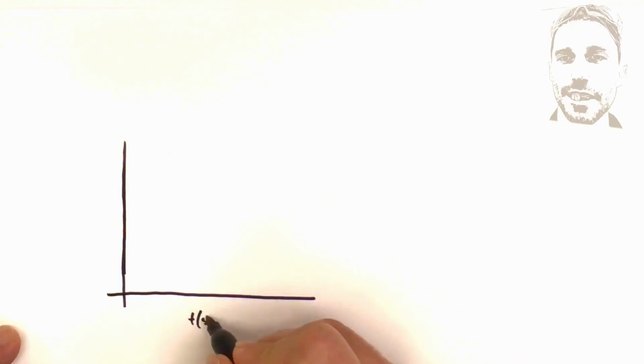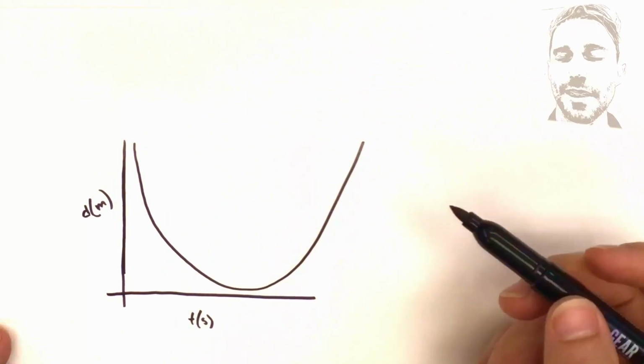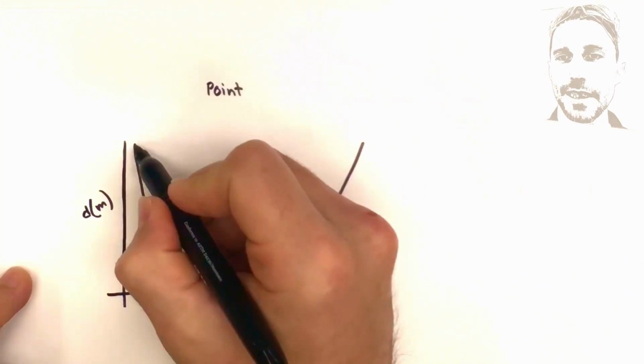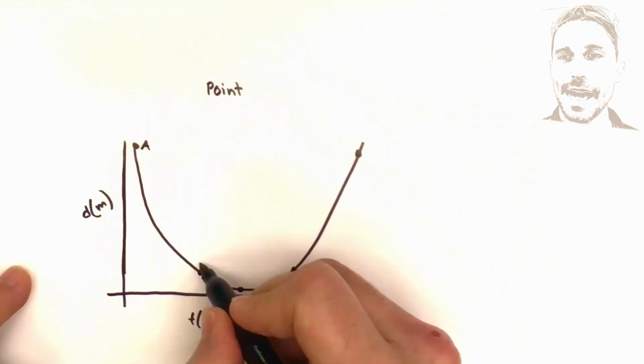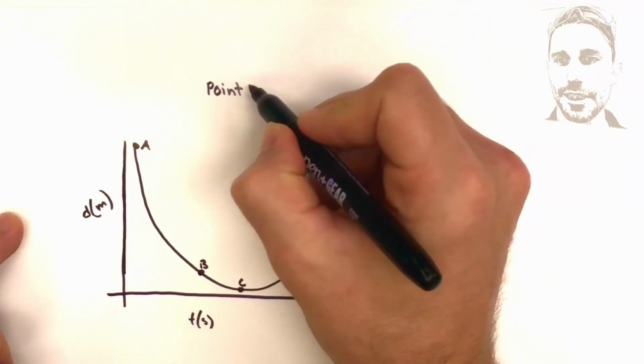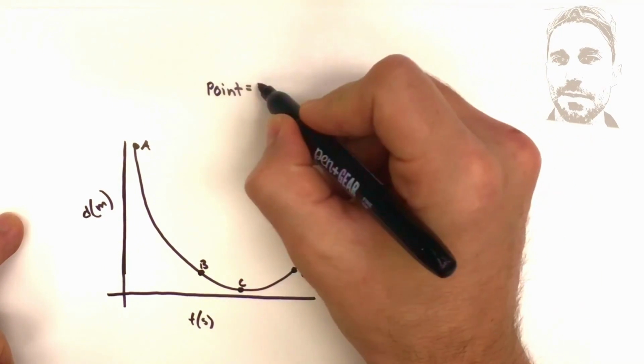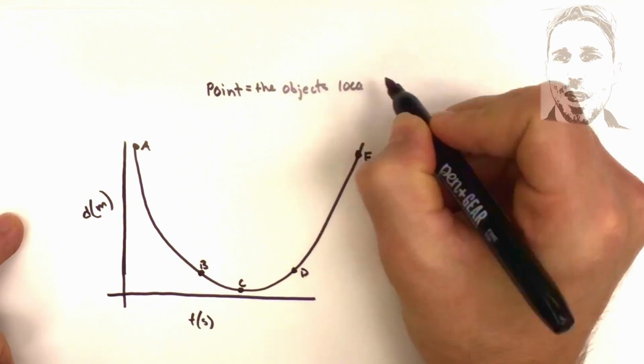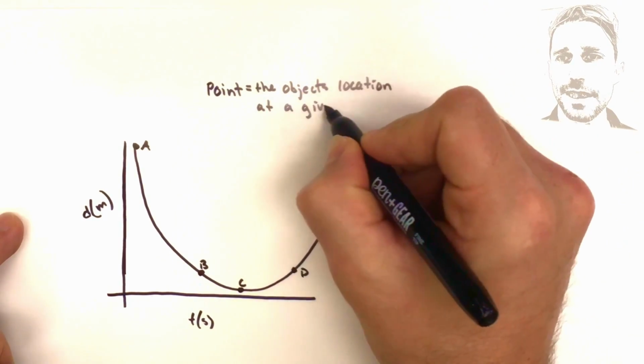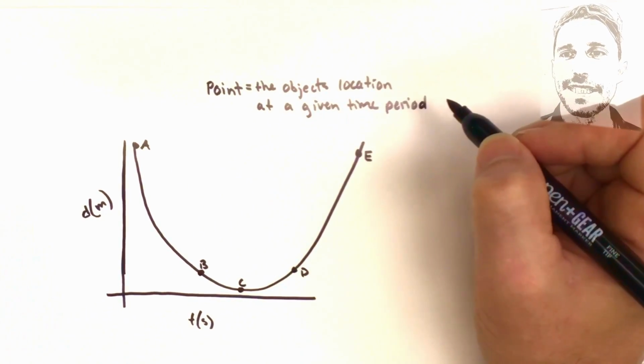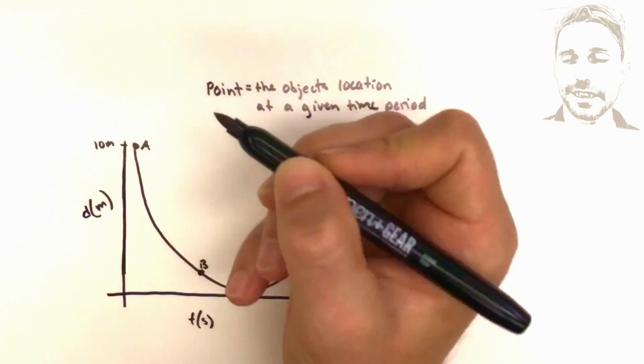Our next type of displacement versus time graph. And we'll see since the force is going up, the acceleration's going up. This is positive acceleration. Again, displacement versus time. So we have our 3 questions. Question 1, always about the point on the curve. It's the object's location at a given time period.